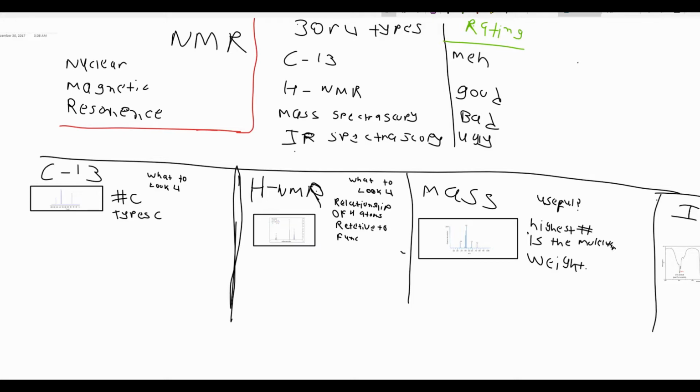Mass spectroscopy I rated bad because that one requires you to do a lot of work. You have to figure out the molecular weight, then the empirical formula. Once you figure out the empirical formula, you have to figure out the degree of saturation. Then you have to look at your IR spectroscopy and compare it to either your proton or your carbon-13 NMRs. And then you have to figure out if you have the right number of carbons or not. It's just very time consuming.